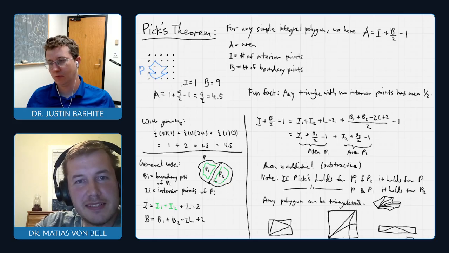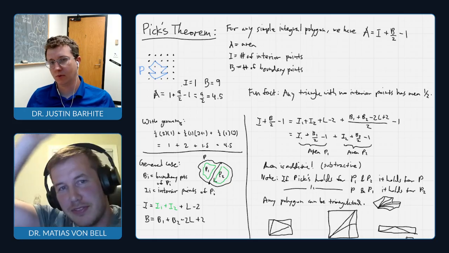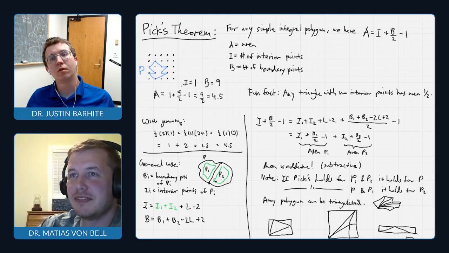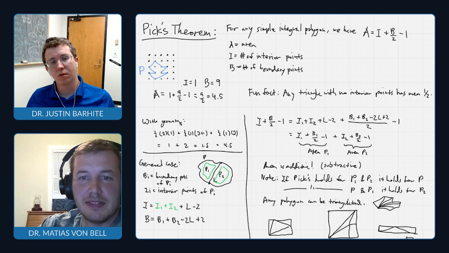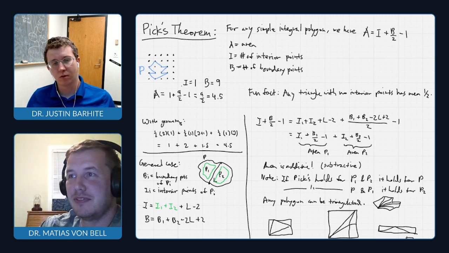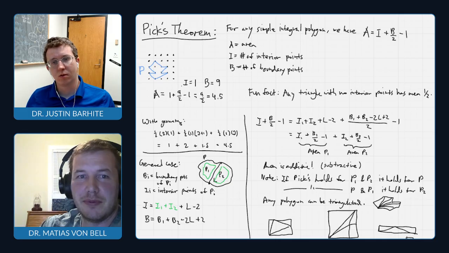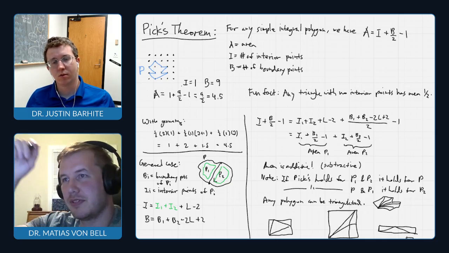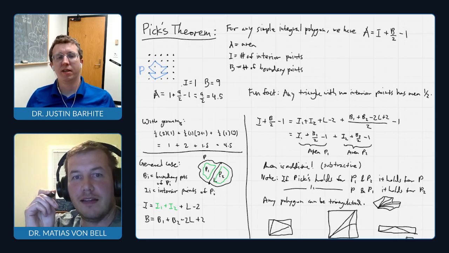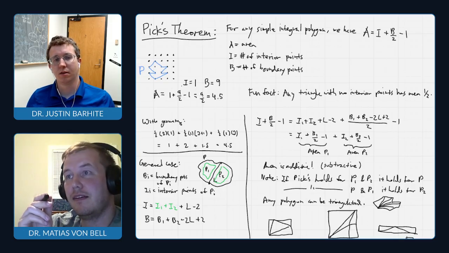But isn't this crazy? You can draw any sort of shape as long as the vertices are on integer points, and then you just count interior points and boundary points, and that gives you the area without having to go through the tedious work of doing all the triangles. That's pretty nice.